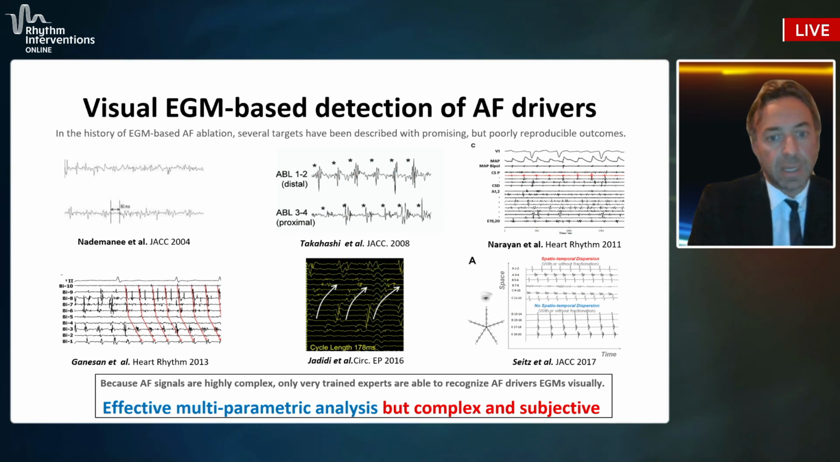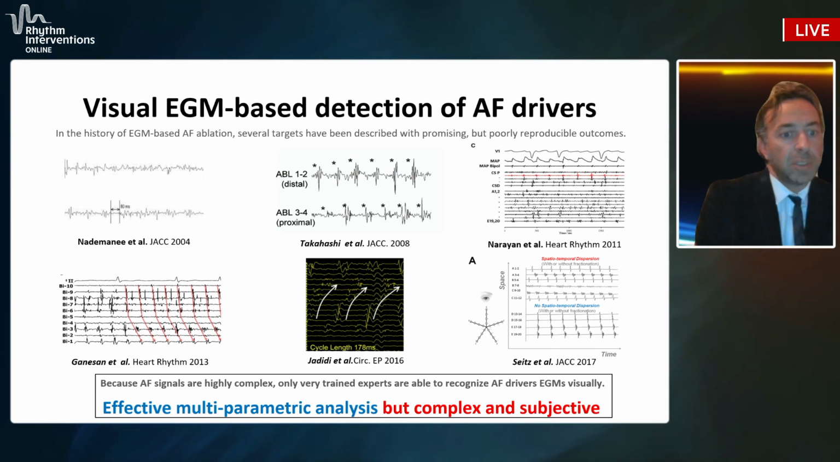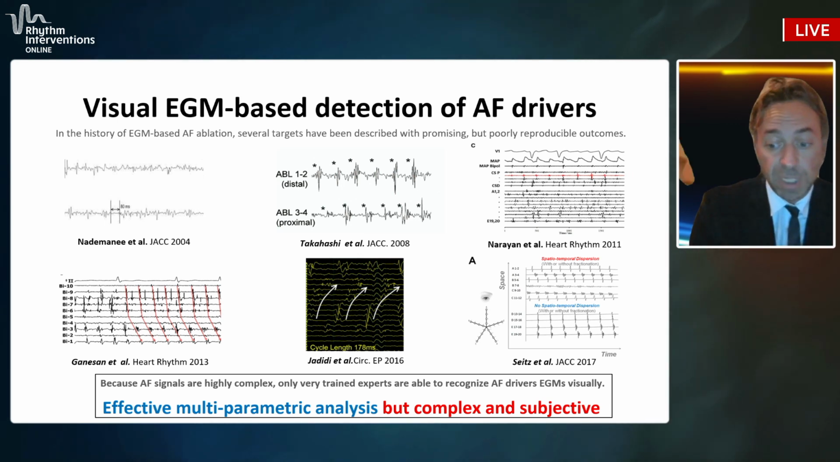All these strategies are very promising and effective in some single-center experiences, but because AF signals are highly complex, only very trained experts are able to recognize AF drivers' electrograms visually. So here we can talk about an effective multi-parametric analysis, but that is very complex and subjective.